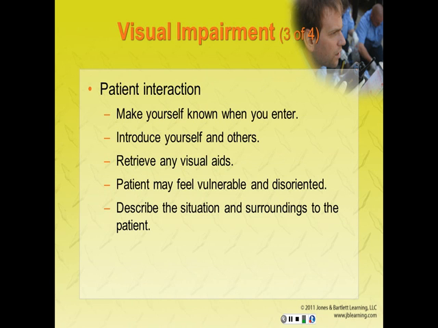To interact with a visually impaired patient, you need to make yourself known when you enter the room. Introduce yourself and others in the room, or have them introduce themselves so that the patient can identify their placement and voice. Retrieve any visual aids to make the interaction more comfortable for your patient. A patient who is visually impaired may feel vulnerable, especially during the chaos of an accident scene. The patient may have learned to use other senses such as hearing, touch, and smell to compensate for the loss of sight, and the sounds and smells of the scene may disorient them. Tell the patient what is happening, identify noises, and describe the situation and surroundings, especially if you have to move the patient.